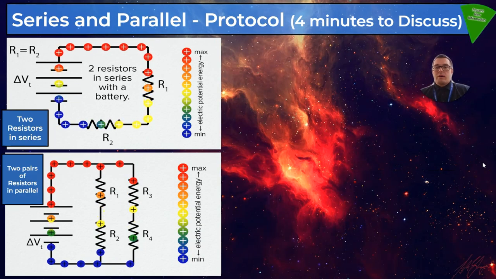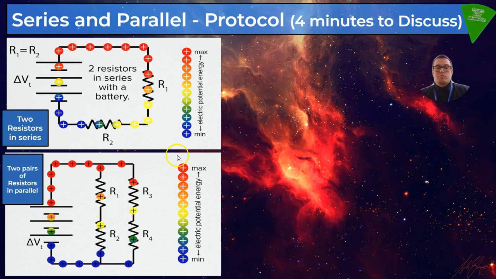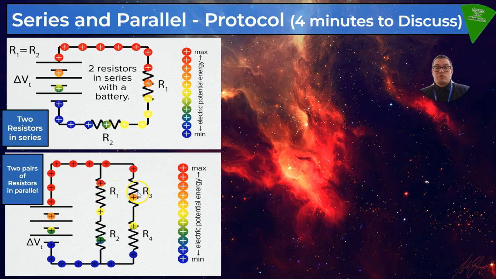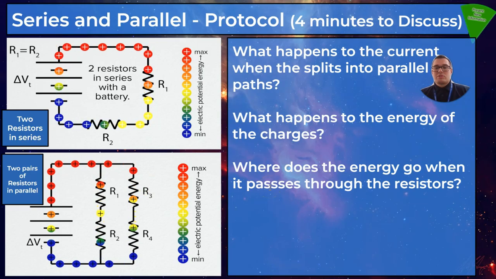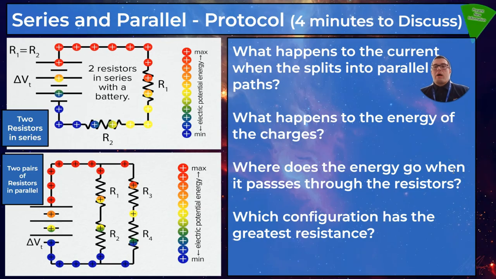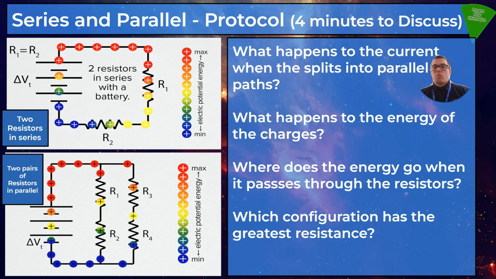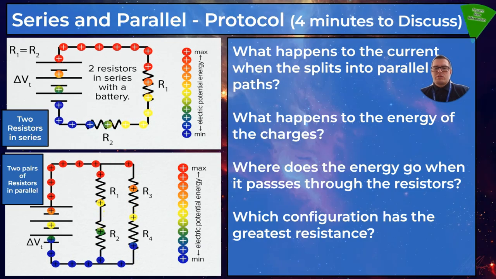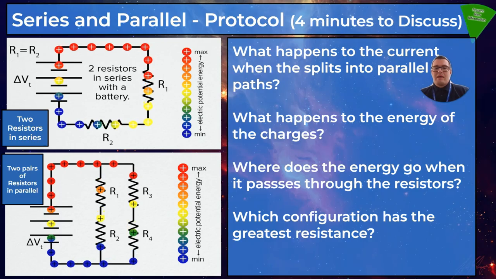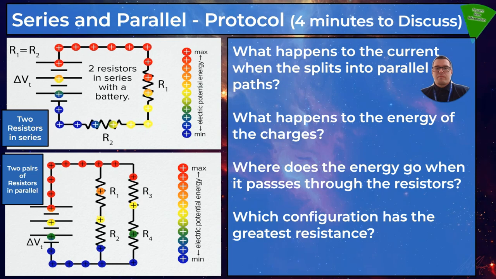So before we go through that, here's another one. Here is the same example you just saw, but this time we've added another 2 resistors, but in parallel. And again, you can think about this. So here are some questions to just consider. We're going to go through the answers in a minute. What happens to the current when it splits into the parallel paths? What happens to the energy of the charges when that happens? Where does that energy go? Which configuration, the top or the bottom one, has the greatest resistance? So have a little think about those and we'll go through the answers now.